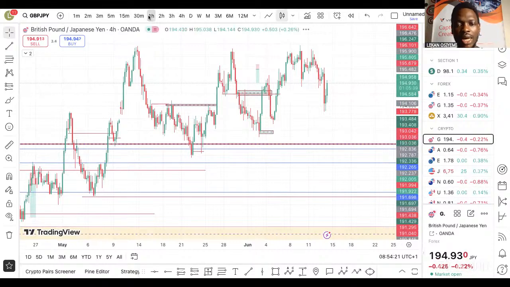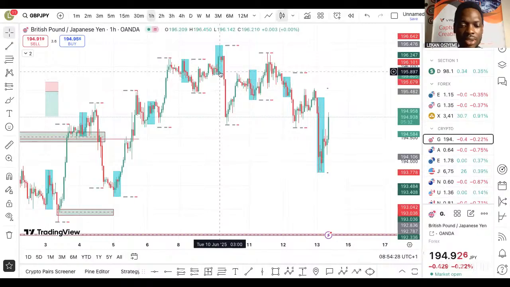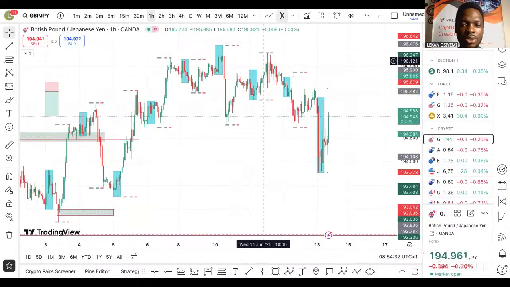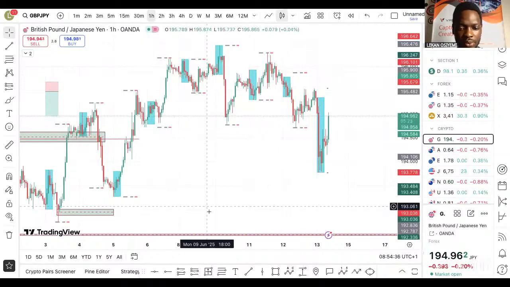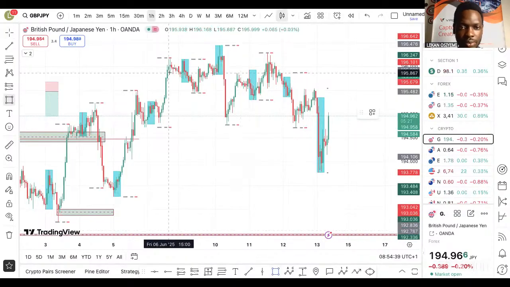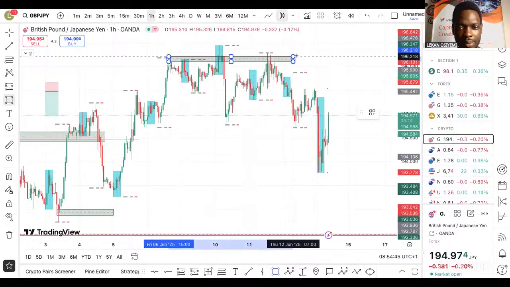On the 1 hour time frame, we've seen a market structure shift to the downside since Tuesday. You can see that, and price came all the way back to the shoulder level just on Wednesday, and this is it here. We have price coming all the way back into this shoulder level. All right, so that is our box right there.